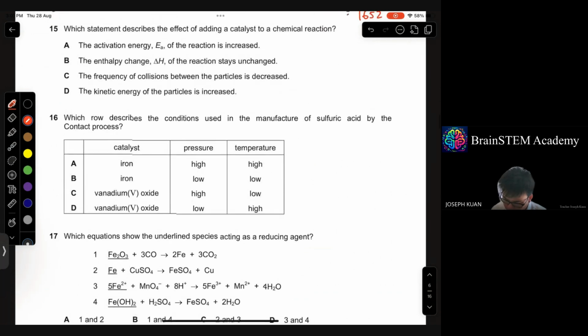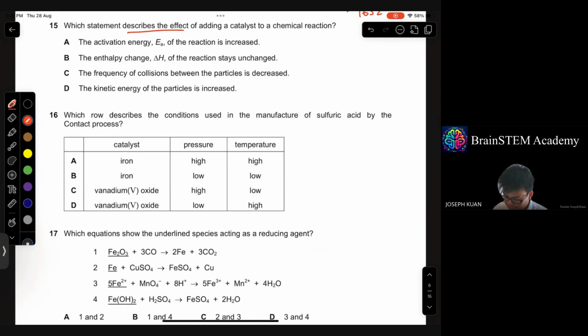Next, question 15. Which statement describes the effect of adding a catalyst to a chemical reaction? Now, first of all, a catalyst helps us to decrease the activation energy of chemical reactions.